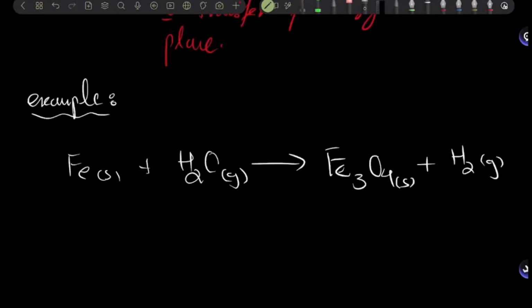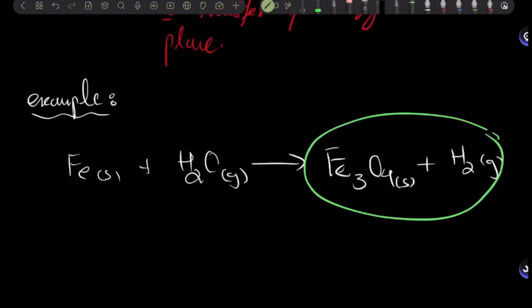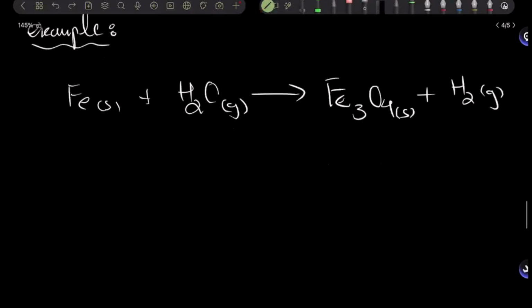Now, this is a reversible reaction. That means these products can go back and form this. But if I keep the system open, the reversible reaction can never be established. Why? Because in order to go backwards, these two things must be present over here so that they can go back and form H2 and iron solid again. But I've kept the system open. How do I know that?